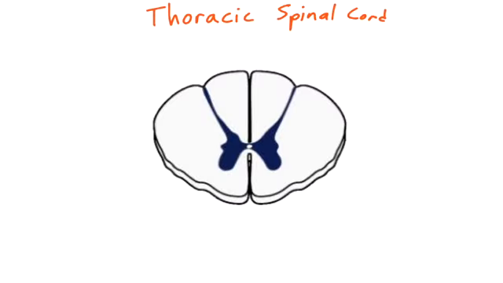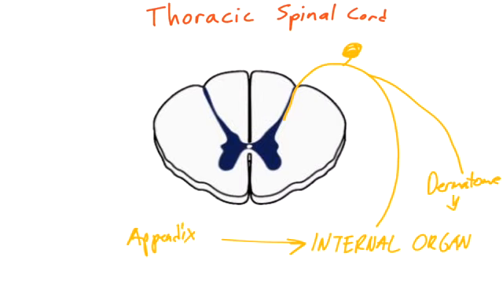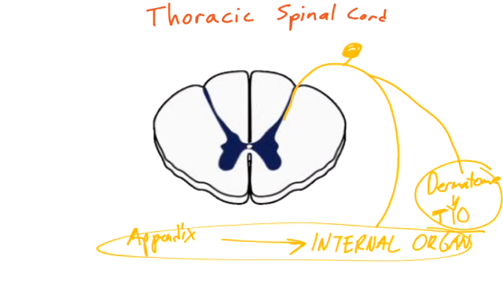So let's draw this out. So here's a cross-section of the thoracic spinal cord. So sensation from an internal organ will enter the spinal cord through the dorsal root. Of course, that will be the dorsal root ganglion. But the pain is actually manifest as though the sensation was coming from the dermatomal region. So if we say that this internal organ is the appendix, then the dermatomal region will be T10, or the navel region. So there's a problem with the internal organ, but they feel the pain in the dermatome.